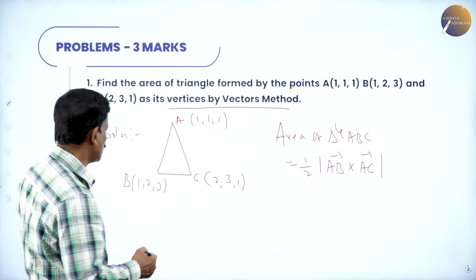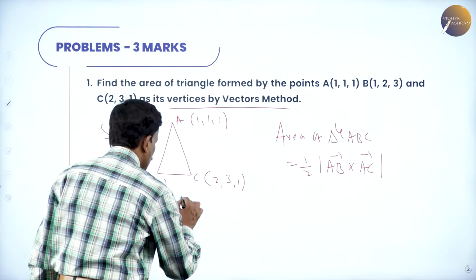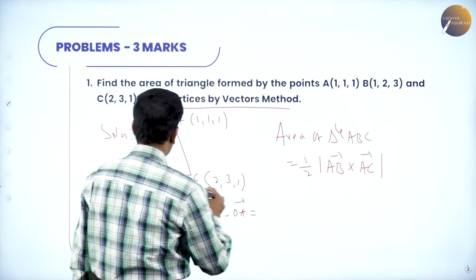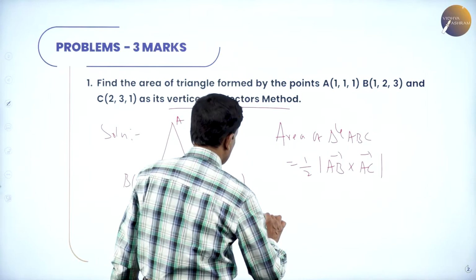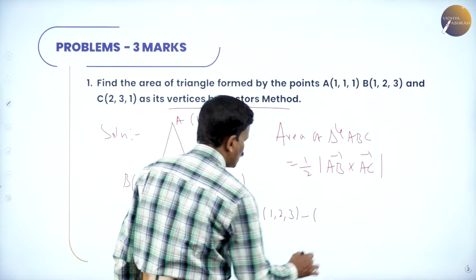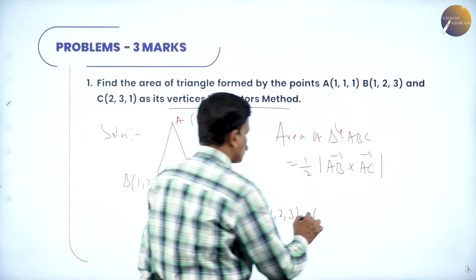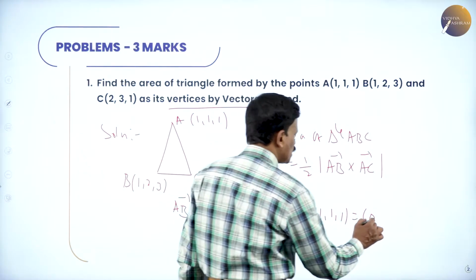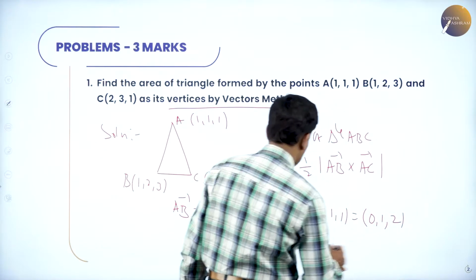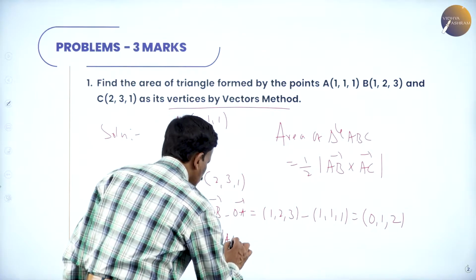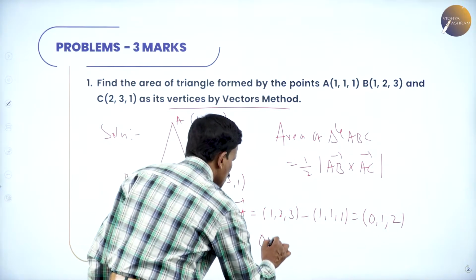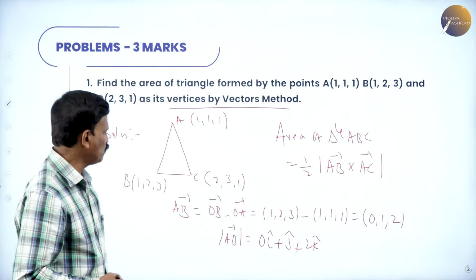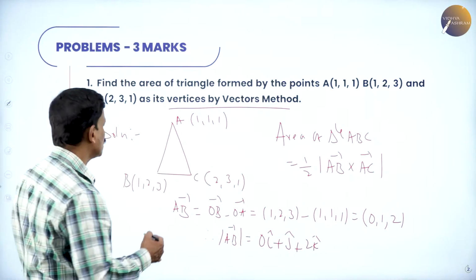Now what is AB vector? Now let us write AB vector. Vector AB can be written as vector OB minus OA vector. What is OB vector? The position vector of B is 1, 2, 3 minus position vector of A, which is OA, equal to 1, 1, 1. Subtract this: 1 minus 1 is 0, 2 minus 1 is 1, again 3 minus 1 is 2. So therefore vector AB is equal to 0I plus J plus 2K. This is vector AB.